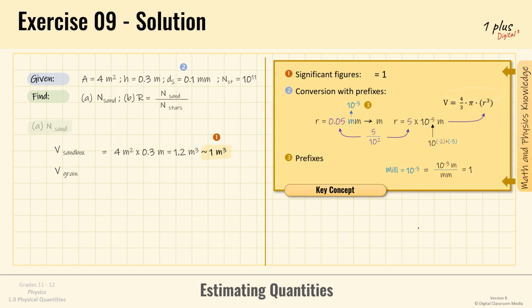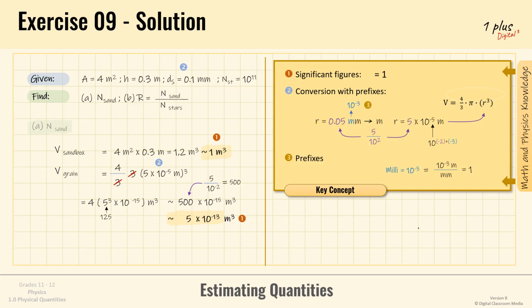Step 3. Now we calculate the volume of 1 grain of sand. For a sphere, the formula is 4/3 times pi times radius cubed. We substitute the value. For pi, we write 3. This can be canceled with the 3 in the denominator. We obtain 500 times 10 to the power of minus 15. Since we only need 1 significant figure, we replace 500 by 5 times 10 to the power of 2. The result is approximately 5 times 10 to the power of minus 13 cubic meters.